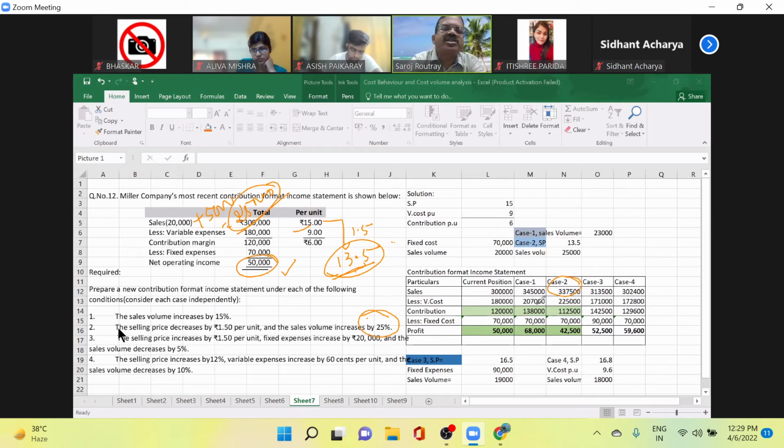Our variable cost is the same, 9 rupees per unit. So 9 into 25,000 is 2,25,000. So contribution is 1,12,500, the difference between these two. Fixed cost is the same, 70,000. So your profit is decreasing by 42,500. Why? Because you have decreased your selling price.